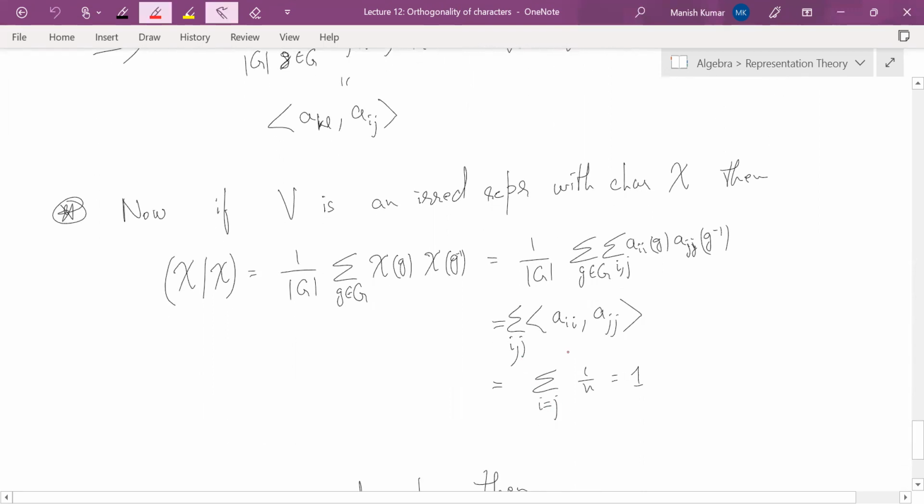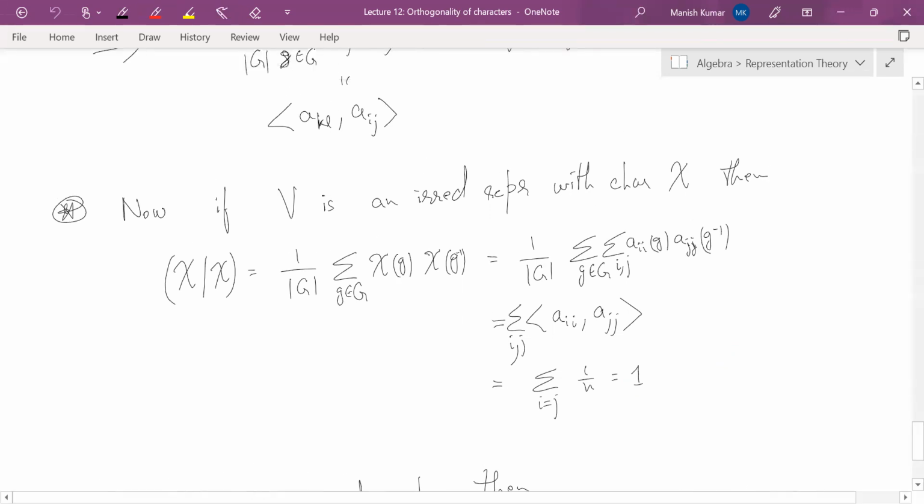So here the sum is also again the same as the dimension of the representation, so you get this one. Okay, so that proves part one: the character of an irreducible representation, if you pair it with itself, you get 1.